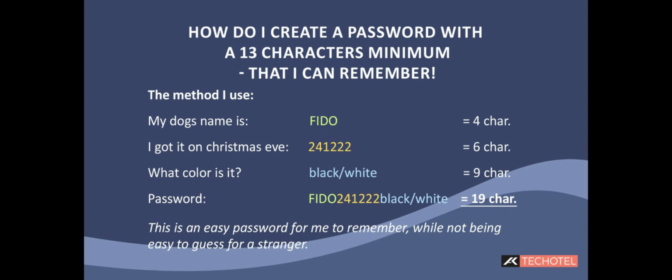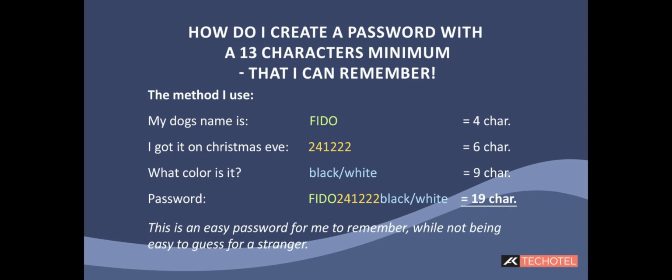So now we're coming to the point where we have to find out how to make a new password. And I promise to give you a solution that I always use. The method I use is that I find a name, and in this case I have chosen my dog, Fido, and I use capital letters for that. Then I take the day when I got the dog, and that was at Christmas, 24/12/22, and that I put in as numbers. And then I say which color it is, it's black/white, and then I put that in with small letters. That creates a very long and very safe password.